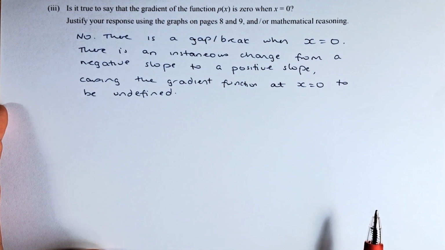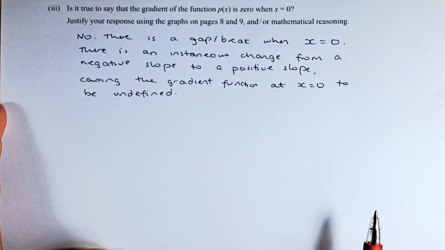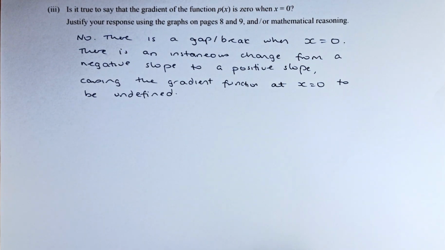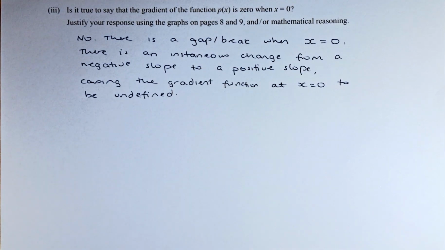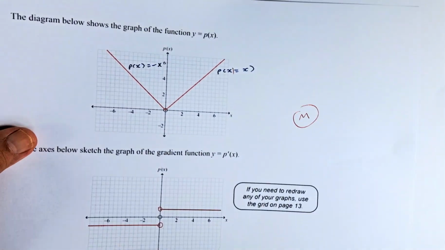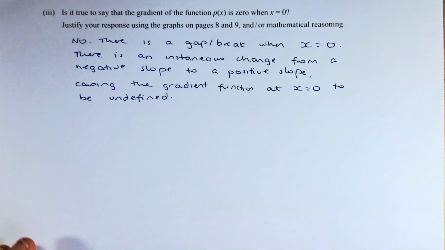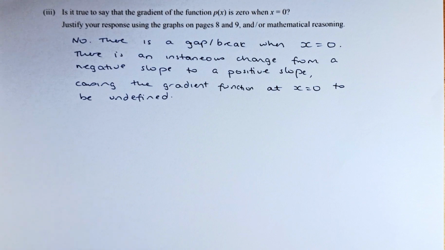So if it doesn't include 0, this is how we explain. No, this is not true that the gradient function of p(x) equals 0 when x equals 0, because there is a gap when x equals 0. So 0 is not included. There is an instantaneous change from a negative slope to a positive slope, causing the gradient function at x equals 0 to be undefined.